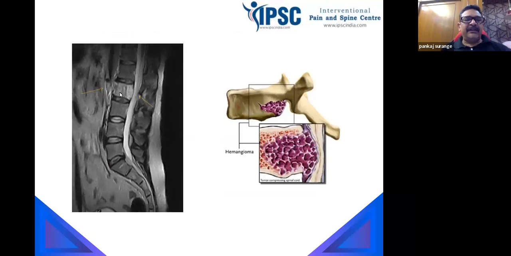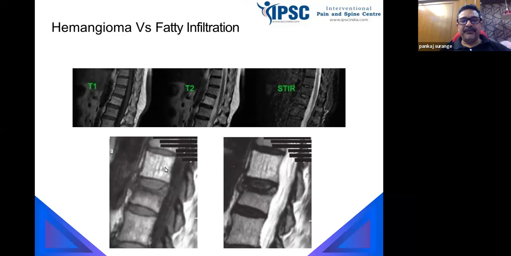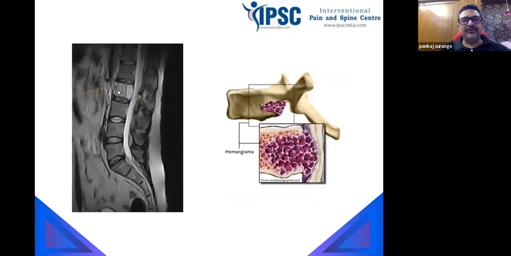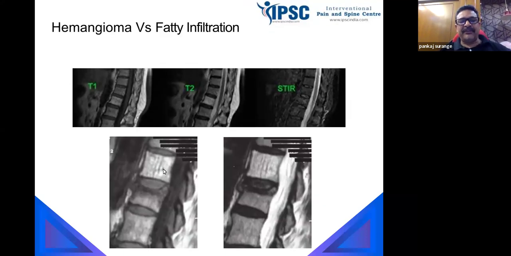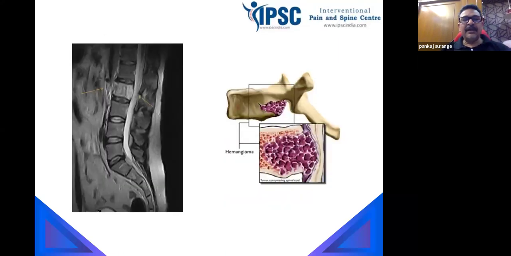Now, if I say that this hemangioma is a contraindication for vertebroplasty, look at this. This is again hemangioma. This is also hemangioma. But I'm saying this is a perfect example of the indication for the vertebroplasty. This is an absolute contraindication for the vertebroplasty.